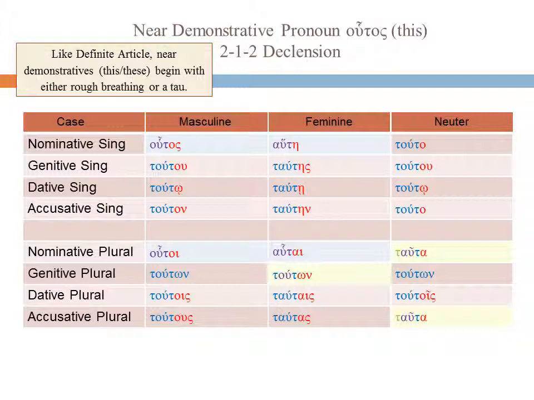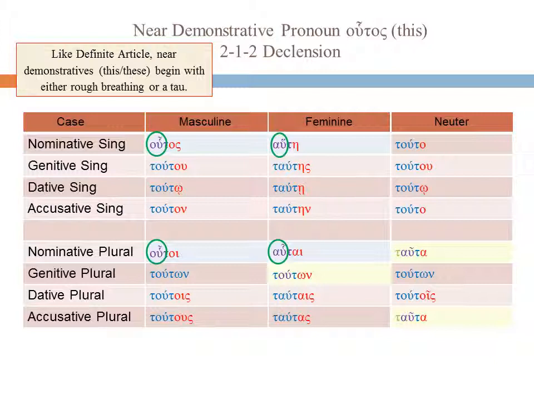And this is going to be the same in the near demonstrative. So we have rough breathing in houtos, rough breathing haute singular. And in the plural we have houtoi, houtoi. Note in the feminine how the alpha runs down the feminine. So in the second declension, the masculine and the neuter, we get omicron upsilon in the first syllable. The feminine, we almost always get alpha upsilon in the first syllable.